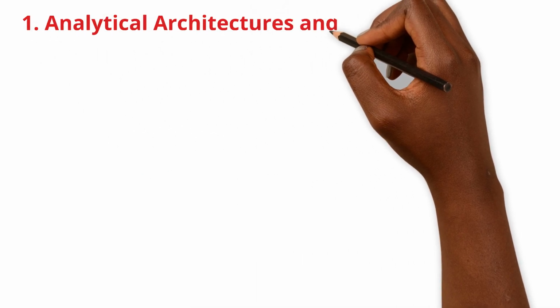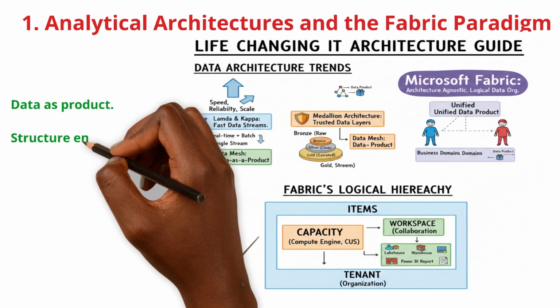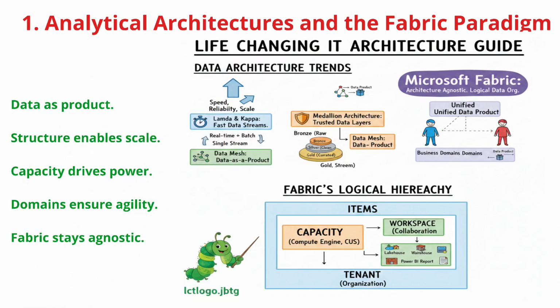In a world where data volumes are exploding, the challenge isn't just storing information, it's staying agile while doing it. This is where Microsoft Fabric changes the game. By offering a unified, architecture-agnostic platform, it allows you to choose the strategy that fits your business, rather than being locked into one path. We see this evolution through patterns like Lambda and Kappa, which prioritize lightning-fast data streams.